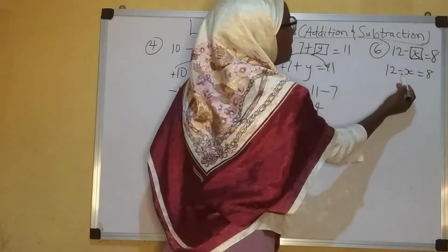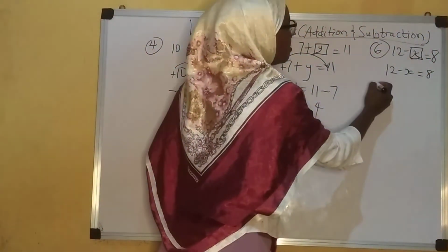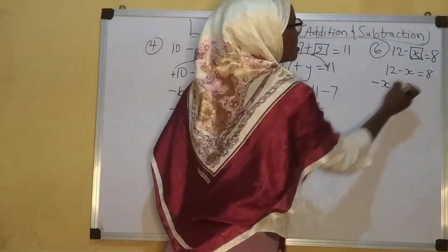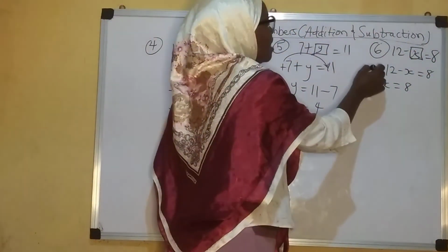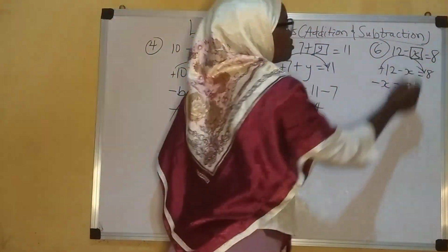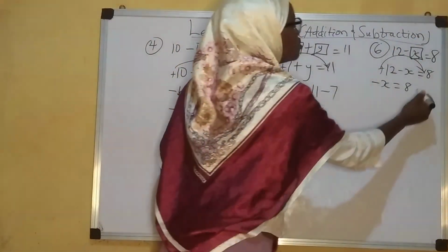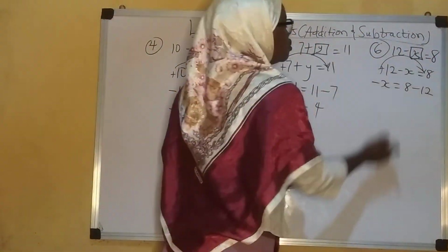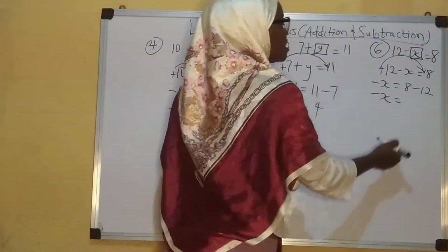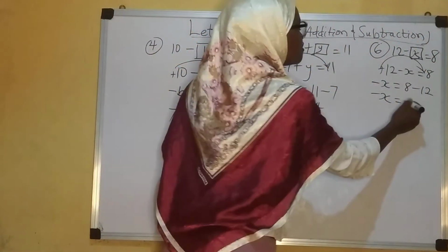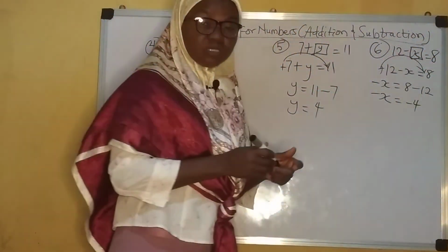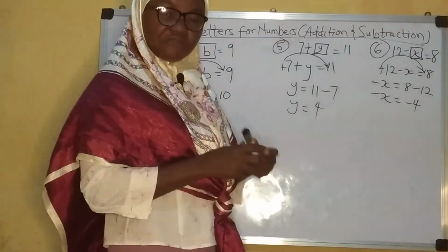So the minus x that I'm looking for will be minus x equals 8. This is also positive 12, and then it moves over the equality sign to change to minus 12. So this will be what? Minus 12. So my minus x equals 8 minus 12, which is what? Minus 4. I hope at this junction you understand how to subtract a larger number from a smaller number.